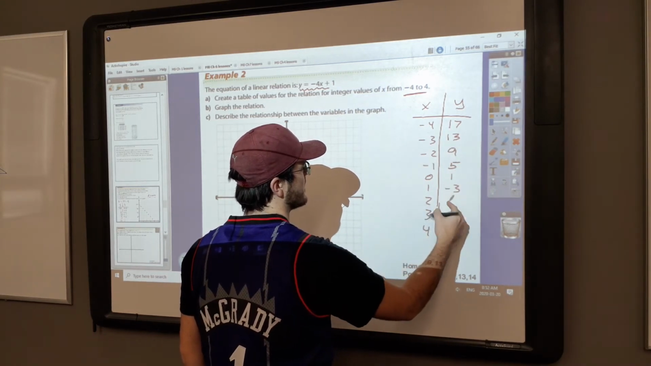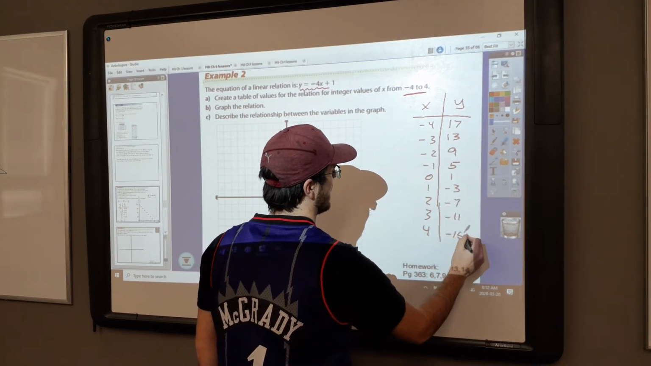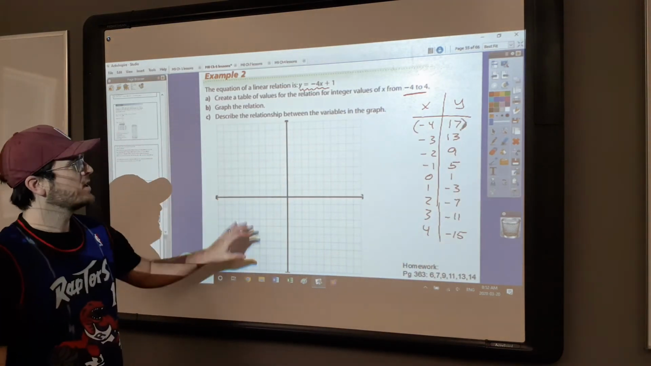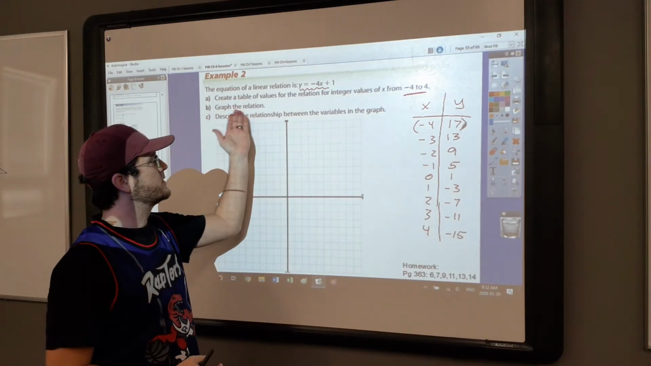Okay, so as we get into the negatives, still going to be 4 less. And we'd have a bunch of points. We've basically created a bunch of ordered pairs or coordinates to put on my coordinate grid. Okay, so if I can create the table of values, then I can graph.